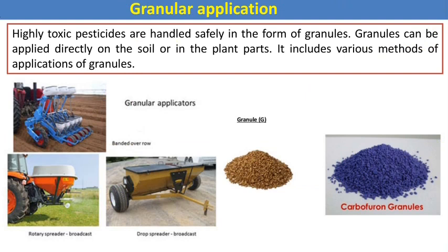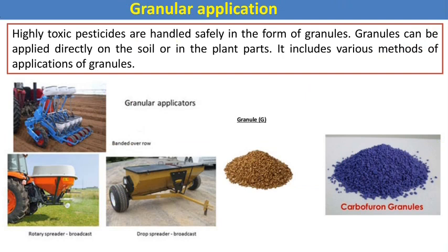Next is granular application. This is done with granule-type formulations. Highly toxic pesticides are handled safely in the form of granules, and granules can be applied directly on the soil or on plant parts. It includes various methods of application of the granules.